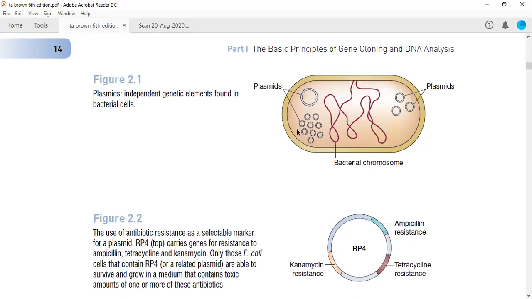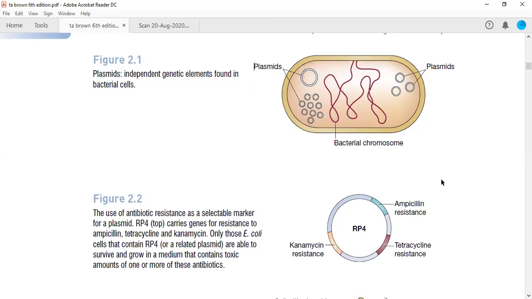Then there are plasmids. These plasmids may be of different types or of the same type. If they are of the same type, they are called the copy number of that particular plasmid. And if they are of different types, then they are said to be compatible because they are present within the same bacterial cell.